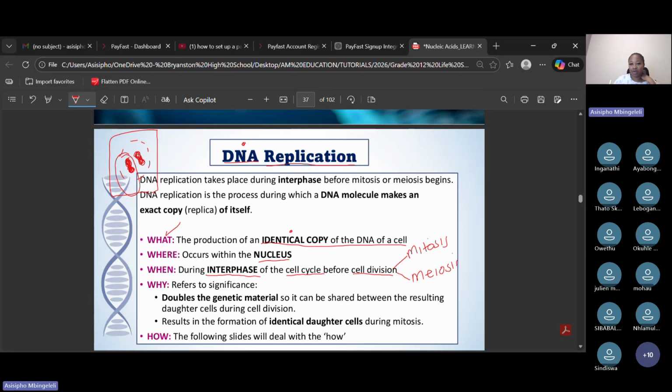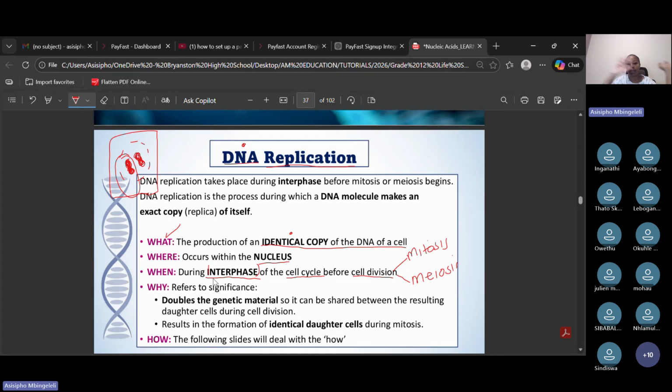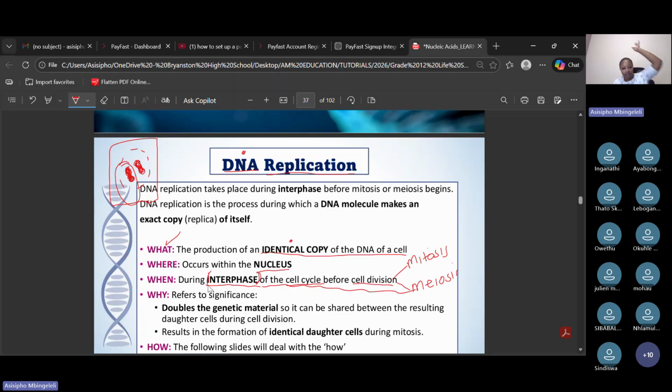All right, good question, Mohau. When they ask you when does DNA replication happen, the only answer that you need to write is interphase. That's it. Nothing else. You don't need the whole part about the cell cycle before division. Once you say interphase, it's a tick. That's all we need. Same with where: you just write nucleus. Then that's it. I hope I've answered your question, Mohau. Yes, thank you so much.